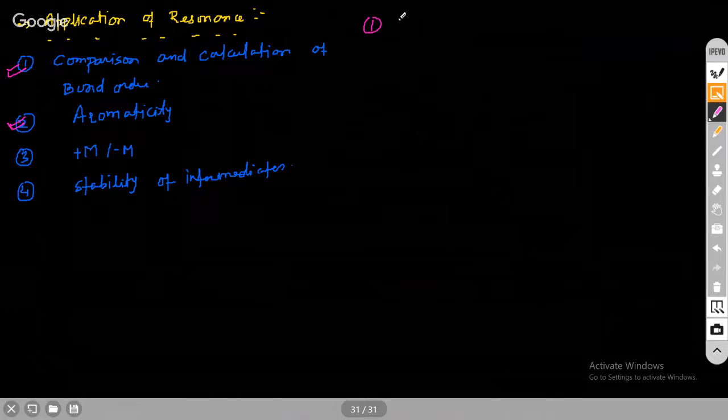So first of all, write down the first thing we have: bond order. We have discussed this in chemical bonding. You must have done this, and we calculate bond order of various molecules or ions. The most common we have are O2 2 minus, O2 minus, O2 and O2 plus. This question has been asked many times in the exam, the bond order of these.